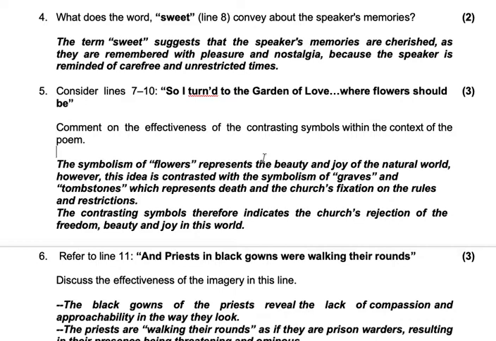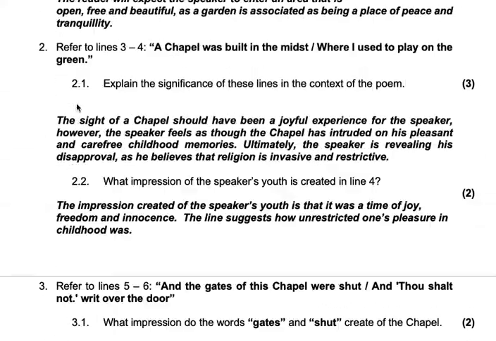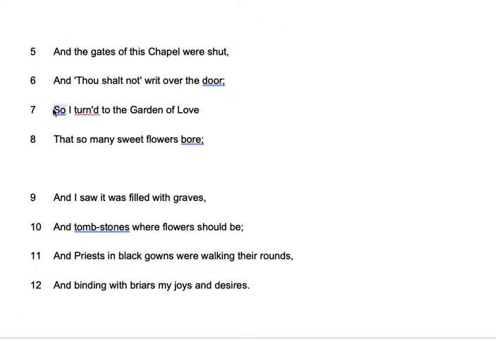Okay, question 5. Consider lines 7 to 10. "So I turn to the Garden of Love," dot, dot, dot, ellipsis, "where flowers should be." Now again, I don't remember 7 to 10 out of my head. So I'm going to highlight, and you will obviously do this with a highlighter on your exam paper, and then you go reread those particular lines they want you to refer to. So I'm going to read 7 to 10 again for myself.